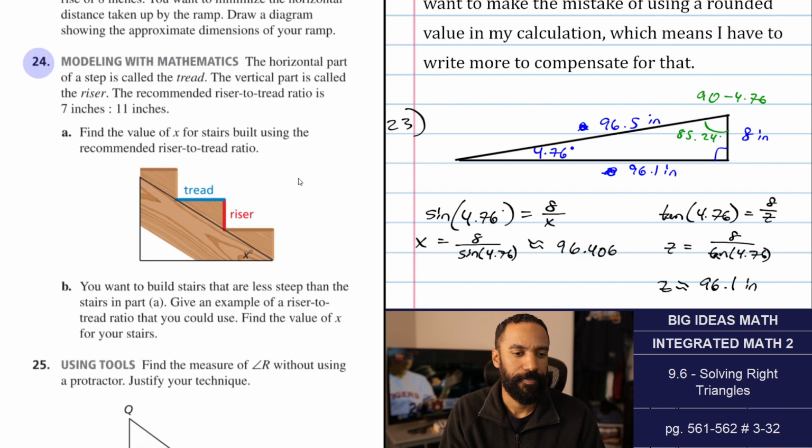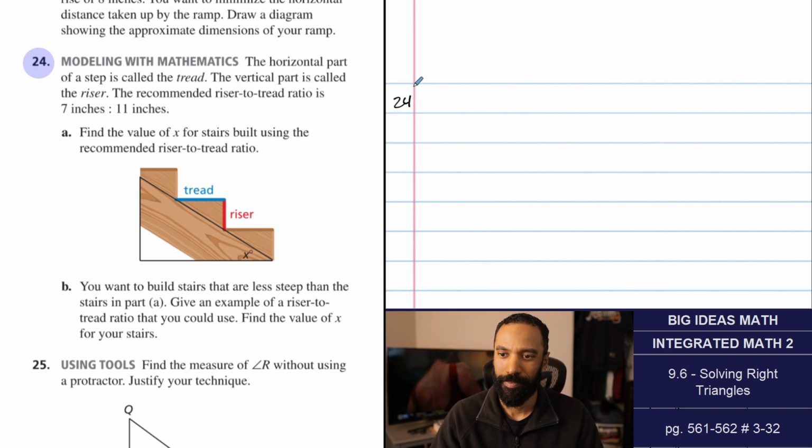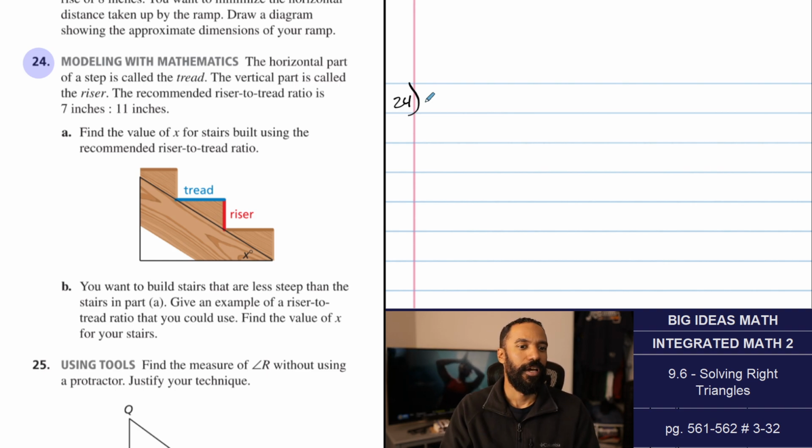All right, number 24. Modeling with mathematics. What did I say this goes to? Let's see. It says on your screen. 32. Oh, 32. I thought it was 28 or something like that. Boo hiss. Modeling with mathematics.